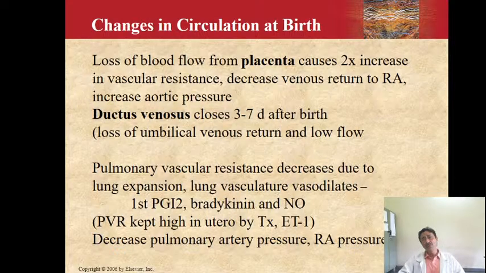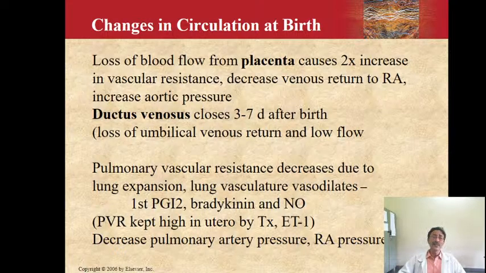Now let us go to what are the changes in circulation at birth. Till now we have studied the fetal changes which happen during the intrauterine life. Now at birth, what are the various changes? A few changes are seen here. In the first of it, you will find that there is a loss of blood from the placenta. Now, the blood flow from the placenta suddenly comes to an abrupt halt, and the systemic circulation takes place.